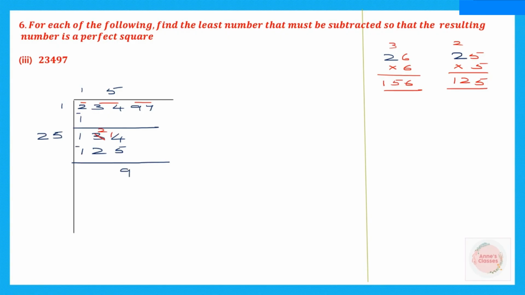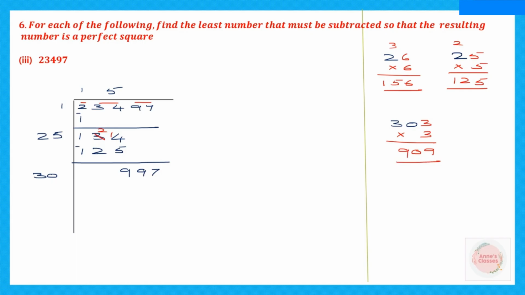And then we bring down the next pair, which is 97. So now our number here is 997. We have to double this 15. 15 into 2 is 30. So let's write 30 here. Now next to 30, we need to get a digit to get a number close to this. So let's write 30 and next to it, let's put the digit 3. So let's put 3 and multiply also by 3. 3 threes are 9, 3 zeros are 0, 3 threes are 9.